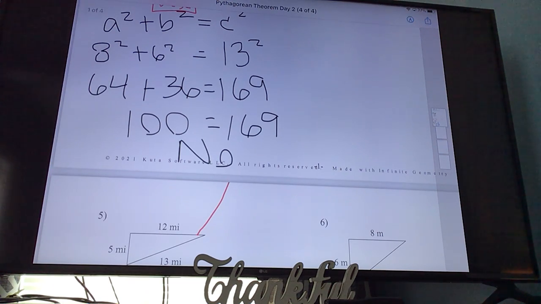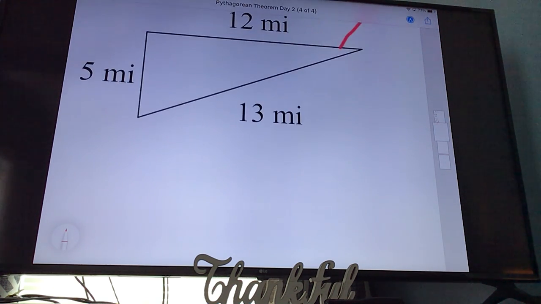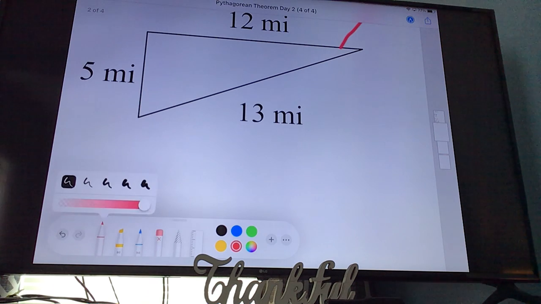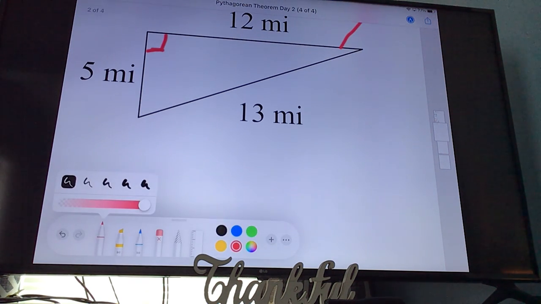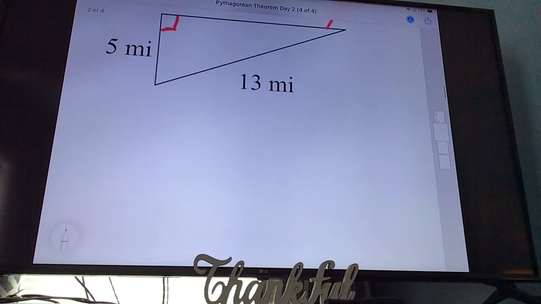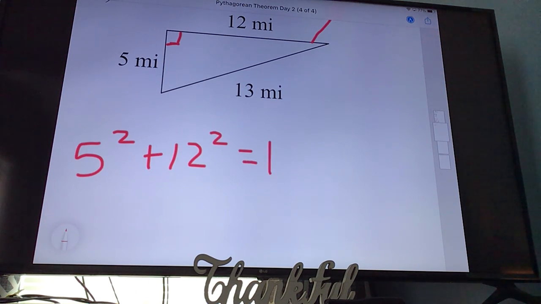Let's look at another one. Let's look at 5. This one also looks like a right triangle. If you look at that, it kind of looks like there would be a right angle in here, but I don't know that that's necessarily true. So we've got to figure out the math. My c squared is going to be 13 squared, so I've got 5 squared plus 12 squared equals 13 squared. c is always going to be the longest side, and 13 is the biggest side on here.